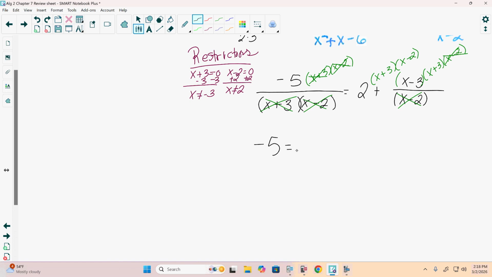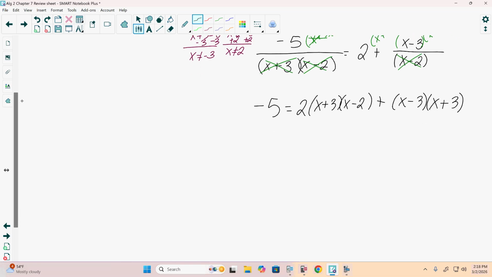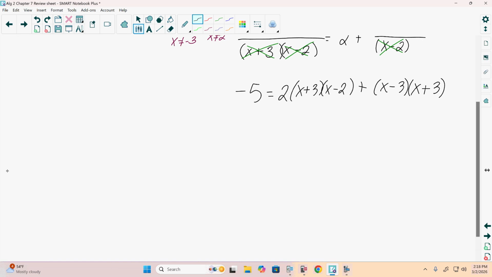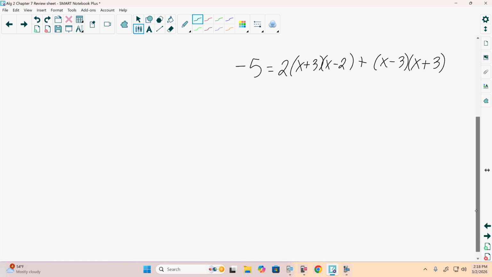Now the left-hand side is kind of nice. So since everything we multiplied it by simplified out, we're just left with the numerator, which is negative 5. On the right-hand side, we're going to get 2 times x plus 3 times x minus 2 plus x minus 3 times x plus 3. So we have two polynomial expressions that are going to have to be multiplied together. Now the -5 is just going to stay there.